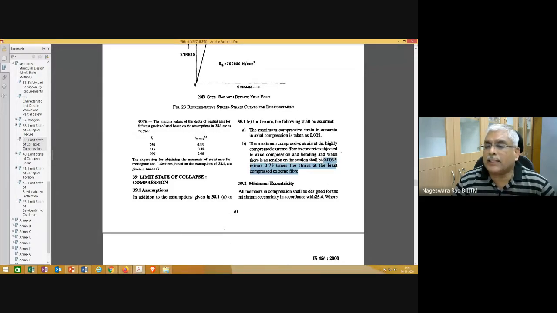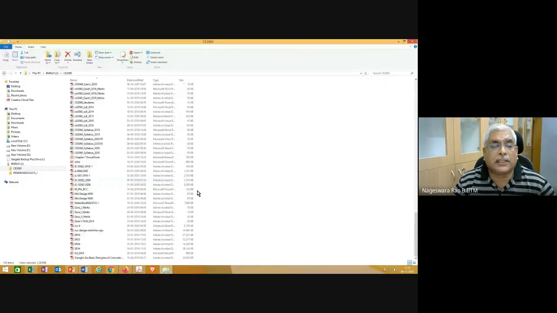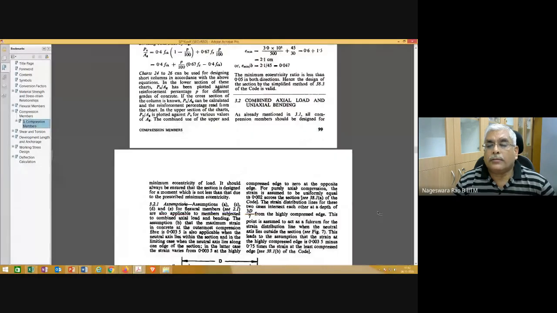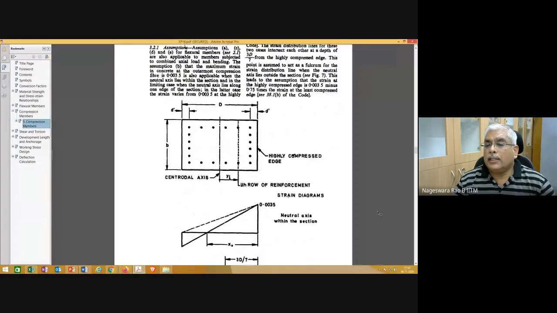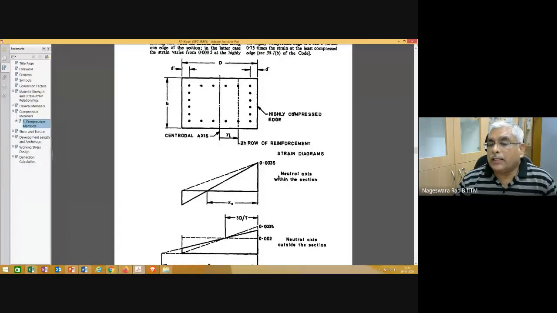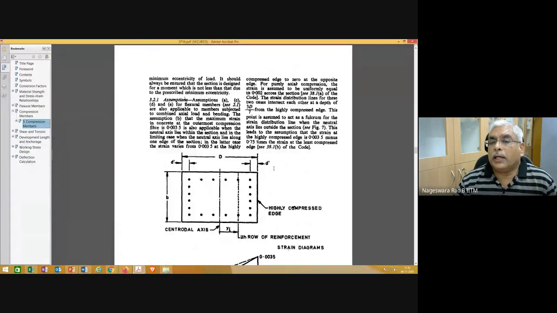So what is the explanation for this? You can refer to SP16. SP16 is nicely elaborating on that. Let me show you that. Here, this is the highly compressed edge, and this is what it is referring to. The details and the elaboration on that are given here. If somebody is interested, they can go through this. Or let me quickly point out to this.